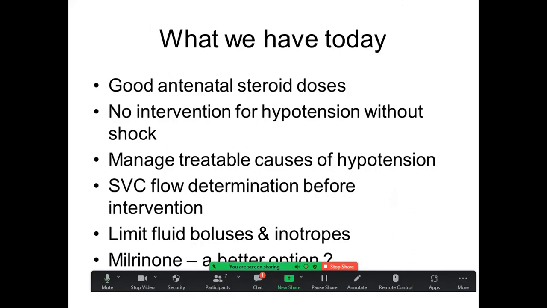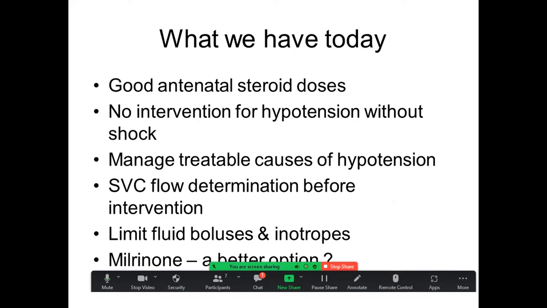So what we need today, in preterm babies, is good antenatal corticosteroid. Many of the babies who have septic arthritis or osteomyelitis might be preterm, so they need a good antenatal corticosteroid. No intervention for hypotension without shock. See, hypotension doesn't mean shock in neonates. Manage the treatable causes of hypotension like pneumothorax, or your ventilation has to be managed, or if sepsis is there, then treat with antibiotics.